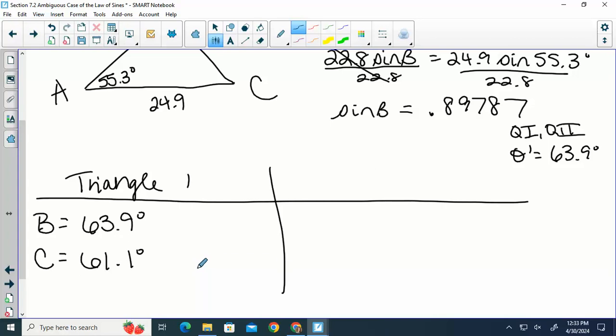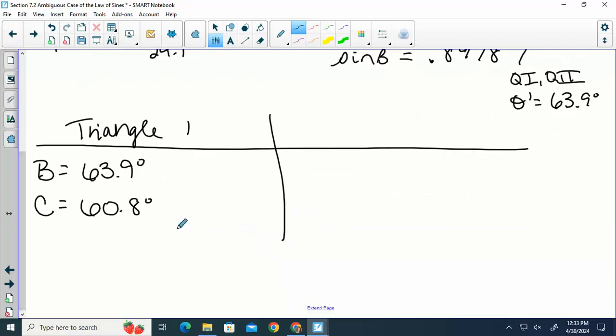Did I make a mistake? Oh, I missed it. Hold on. 60.8. Typo. I put 63.6 instead of 63.9. So 60.8 degrees. What other information do we need? Just the side of C.